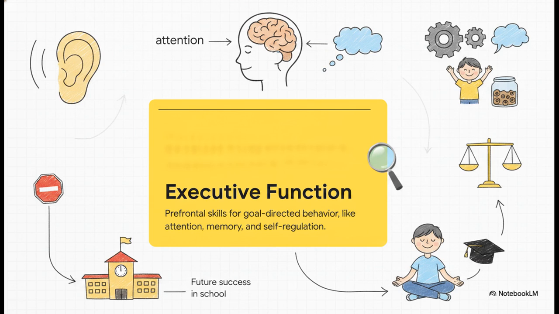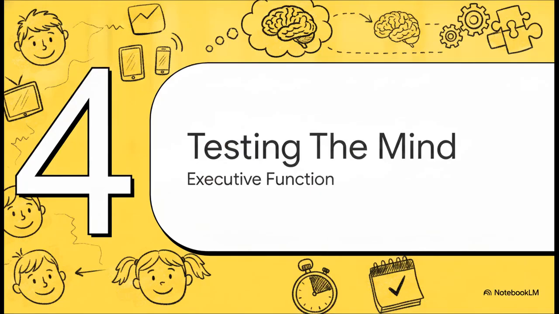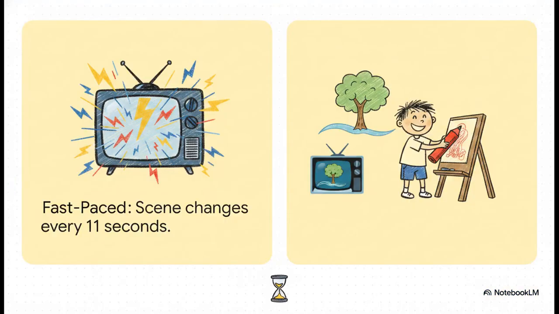This is literally the foundation of a child's mind. Which leads us straight to Section 4, Testing Executive Function. To see how modern media impacts this mental foundation, researchers took 64 four-year-olds and set up a highly controlled experiment to test their executive function immediately after media exposure.